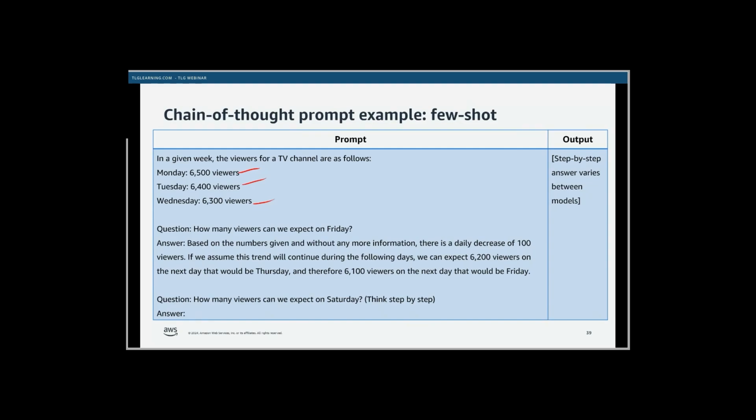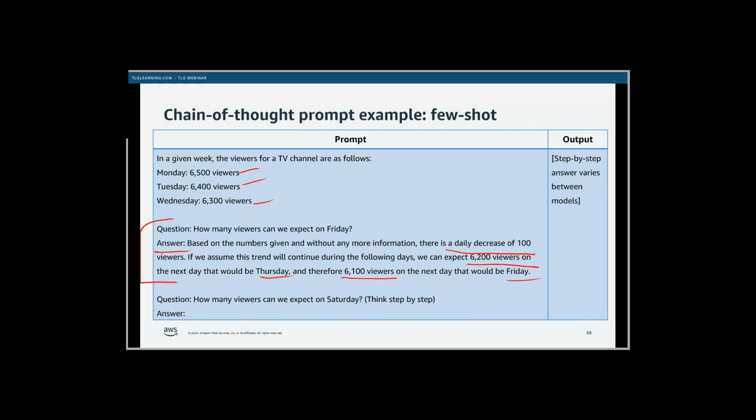And then we provide a shot, or an example, that is right here. How many viewers can we expect on Friday? And then we provide the answer. Given the pattern, if we were to project that into the future, a daily decrease of 100, we stopped with Wednesday. So that means we could expect maybe 6,200 viewers on Thursday, 100 less, 6,100 on Friday.